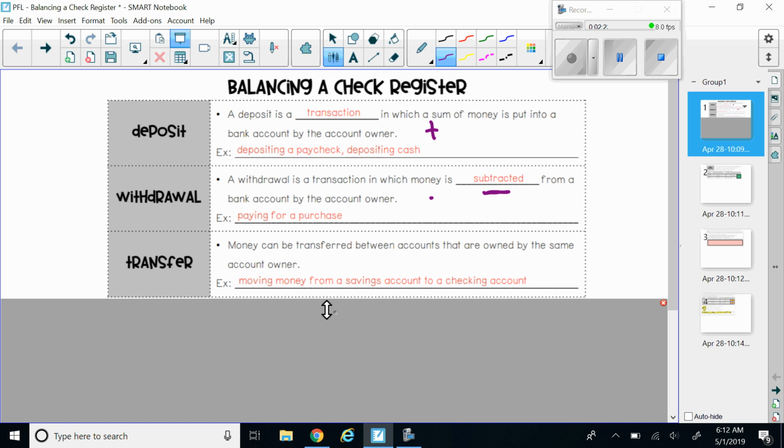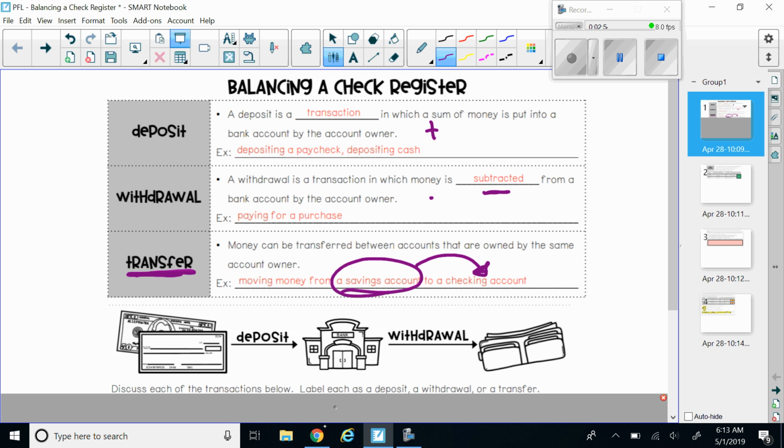What about a transfer? Money can be transferred between accounts, moving money from the savings account to the checking account. For example, my family's going on a big trip this summer, and we've been saving money so that we can pay for it. When it comes time to go on the trip, we're going to transfer the money from my savings account into my checking account so we can pay for the trip.